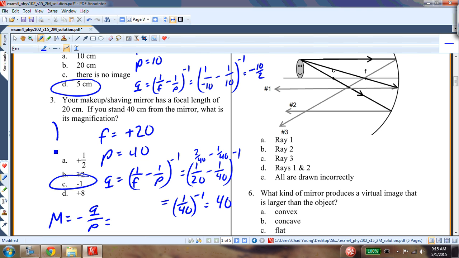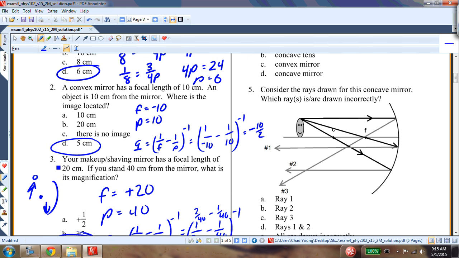But look, this is a concave mirror, and the focal point is here, and I'm standing here. I know that if this is my object, my image is going to be inverted. So it has to be C, because that's the only one with a negative magnification.